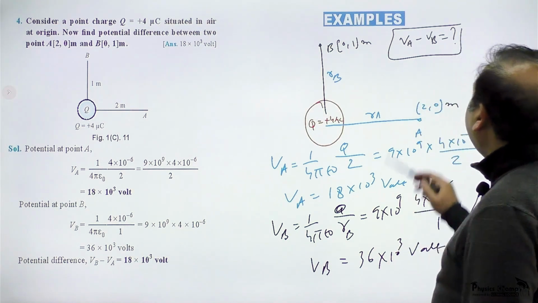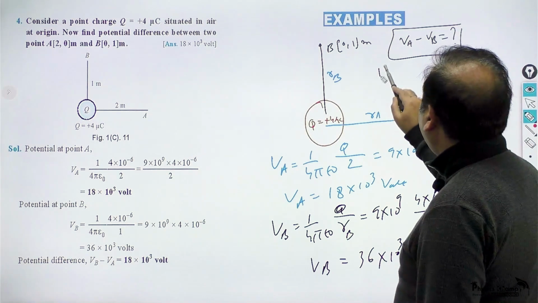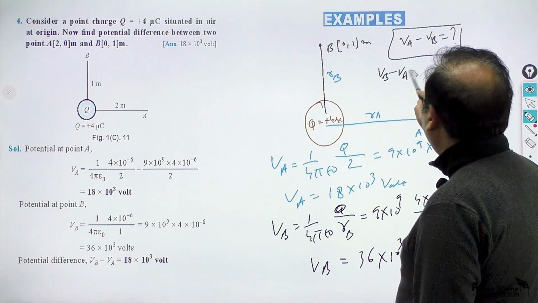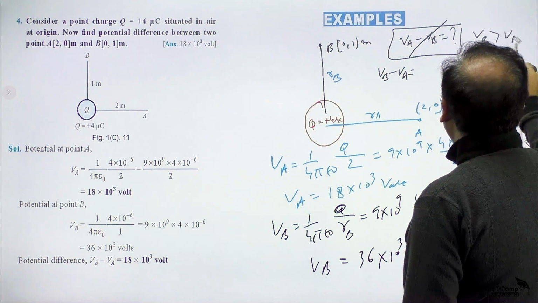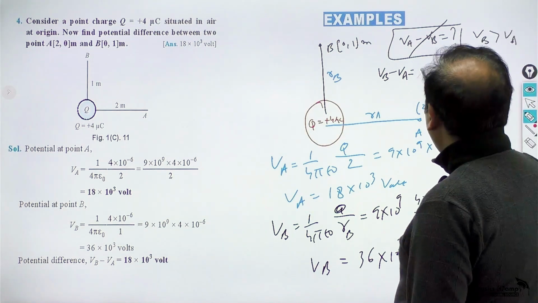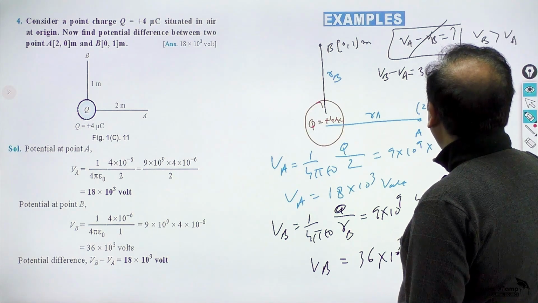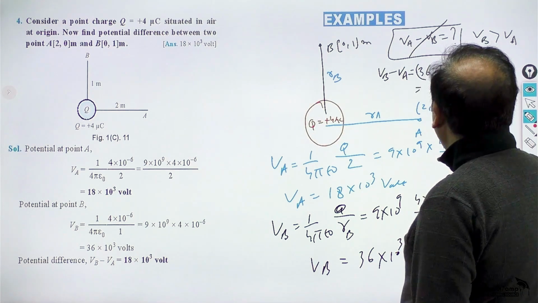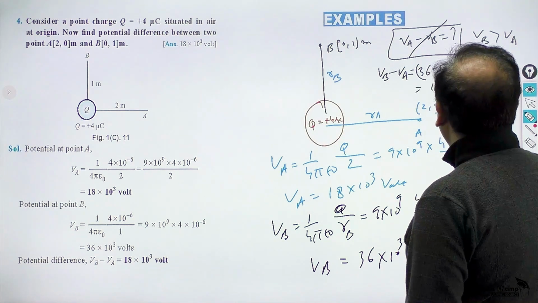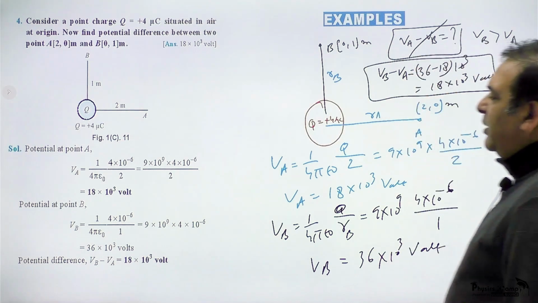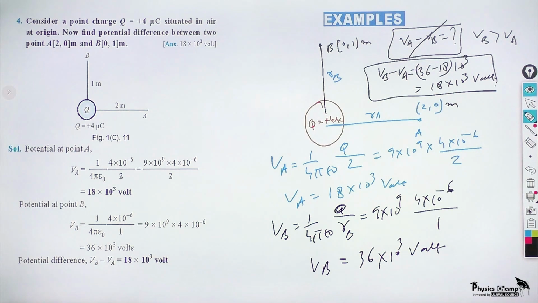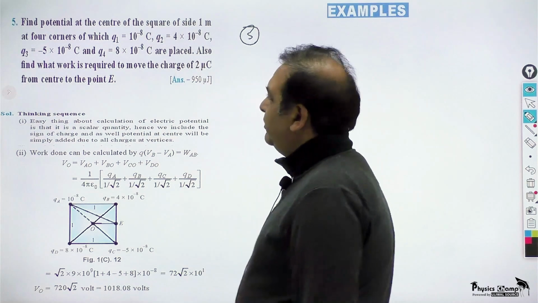Now how much is VA minus VB? In fact, we are going to look for VB minus VA. Potential at B is higher in this case than potential at A. So it will be 36 minus 18 into 10 to the power 3 volt. So 18 into 10 to the power 3 volt. This is the potential difference. Simple question. Now we'll look at question number 5.